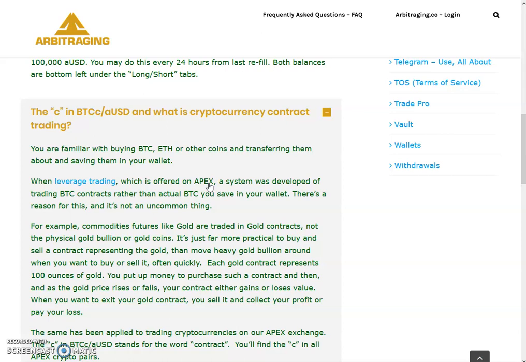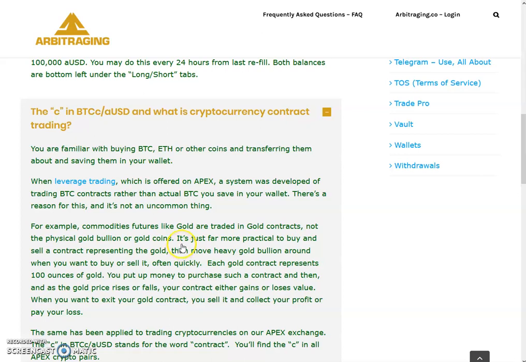If you get loss from that contract, you will get loss from it. For example, commodities futures like gold are traded. Let me explain: you already know there is commodity trading going on, where you can buy gold, silver, oil and other things. They also have commodities trading, and we do trading in that.